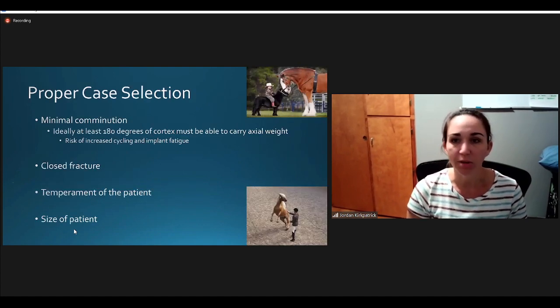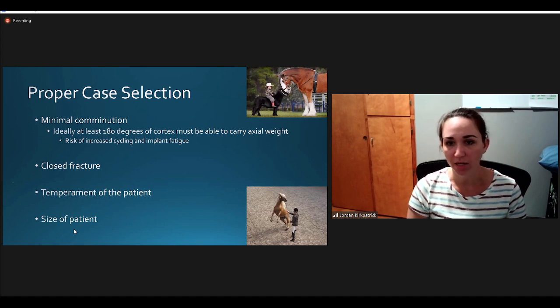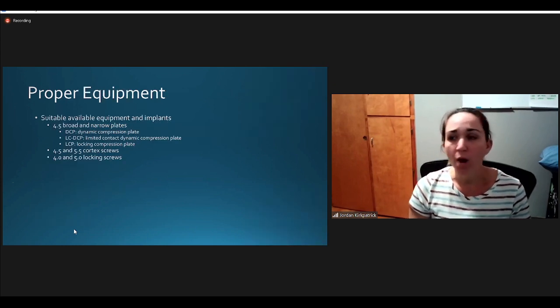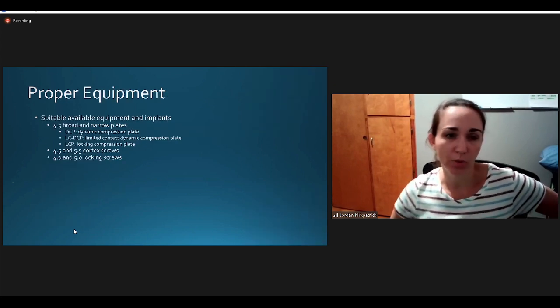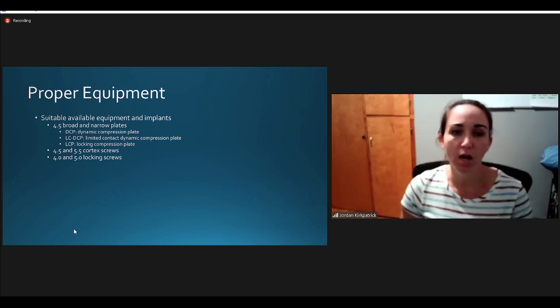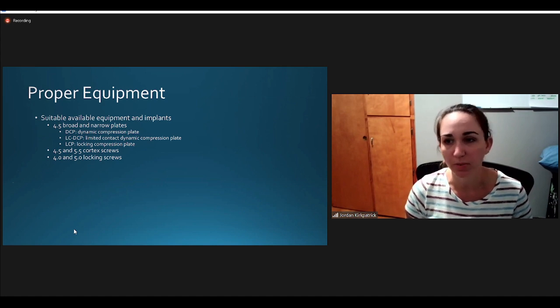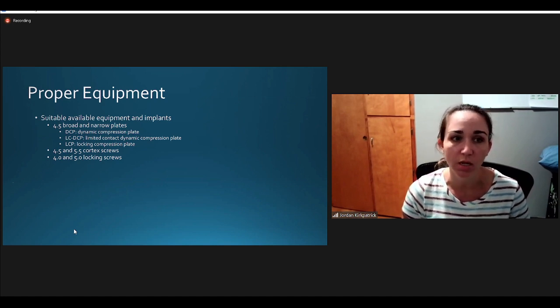So again, kind of a repeat slide, but proper case selection, patient size, patient temperament, all of those things. Then proper equipment, and I'll try to do a brief overview of the equipment. I don't know what you all have learned in class, so I'm just going to go over some of the basic things we use in horses.